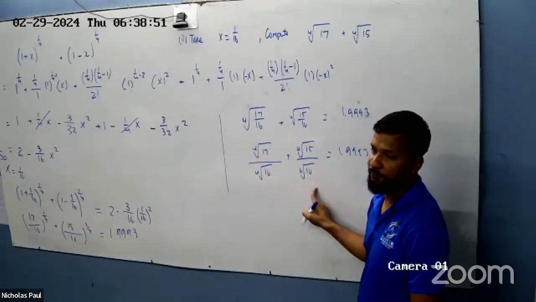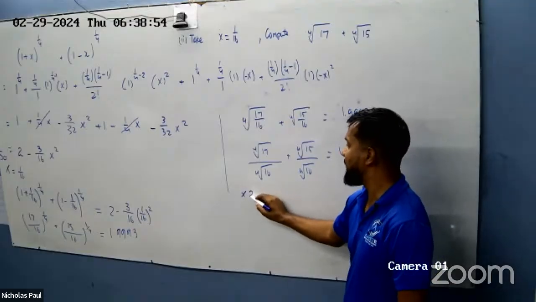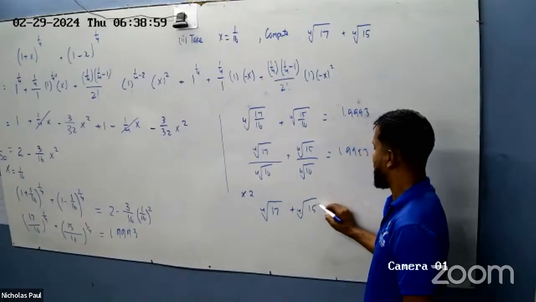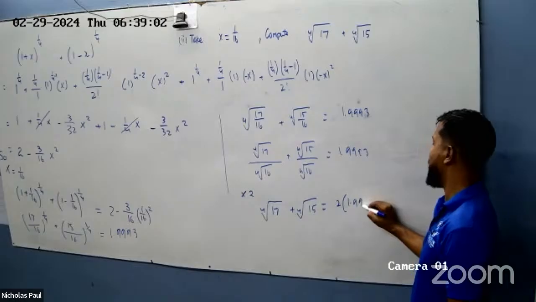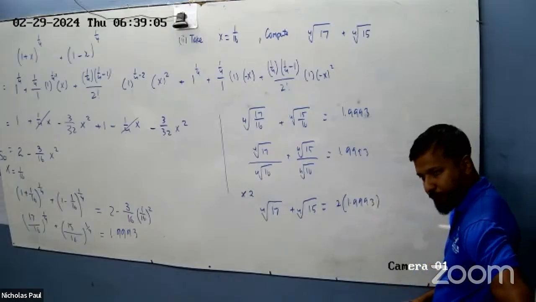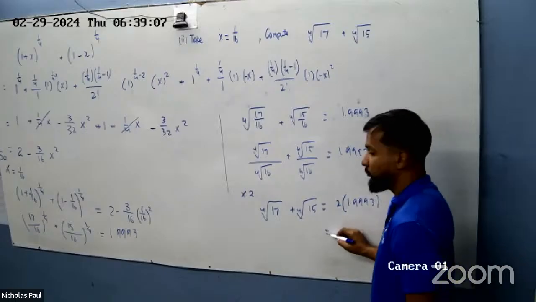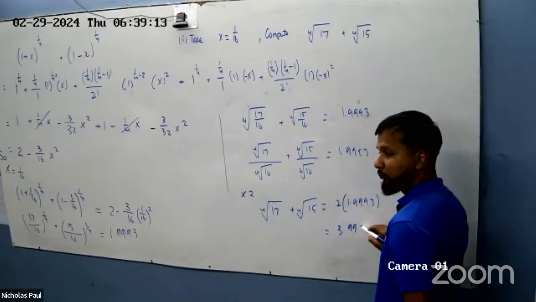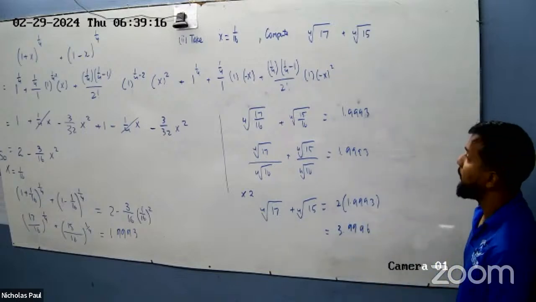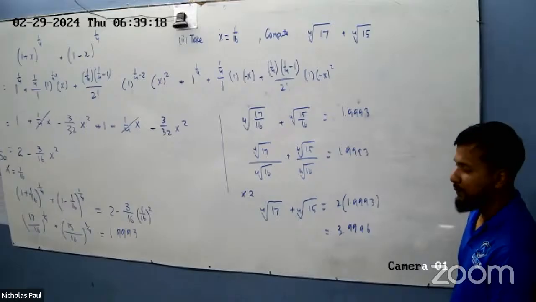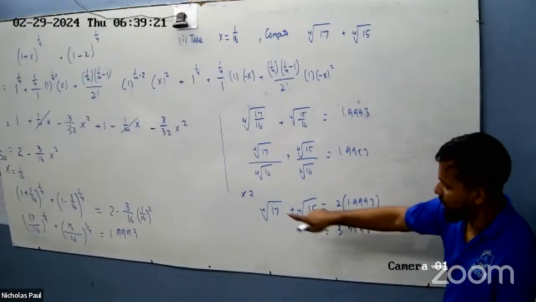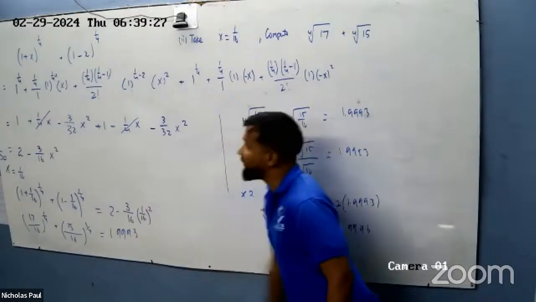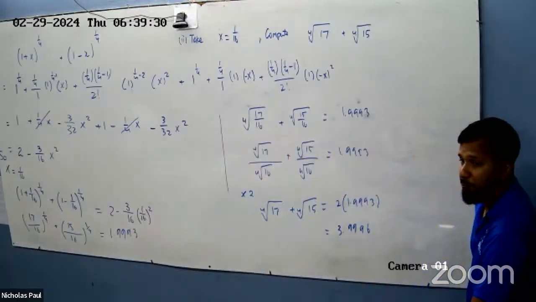How much is this? 2, right? So we can multiply everything by 2. And we'll get 2 by 1.9993, which is 3.999. Yeah. This is 4 decimal places. You just multiply the whole thing by 2. Multiply this by 2 to get your answer. You okay with that?